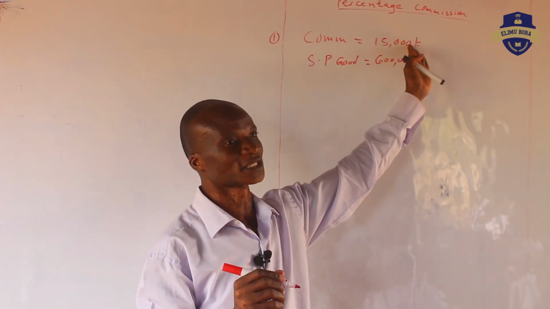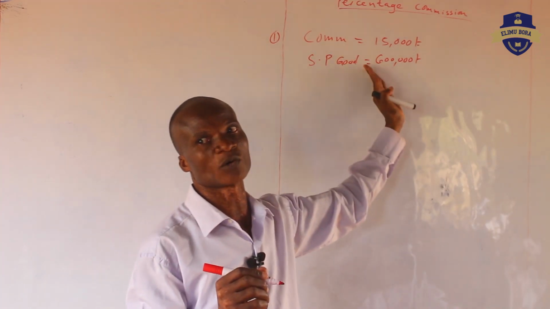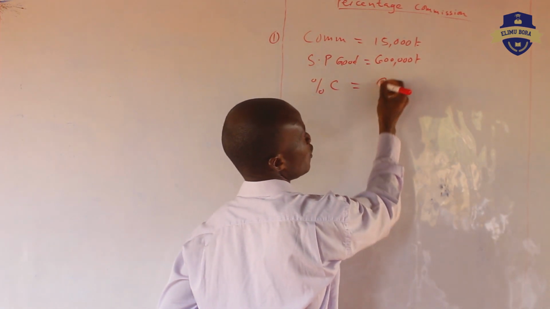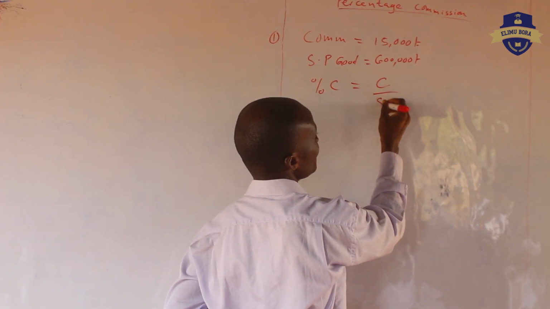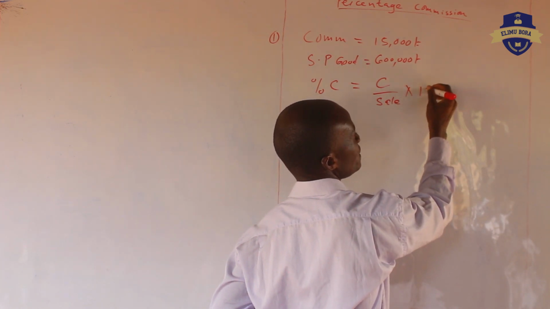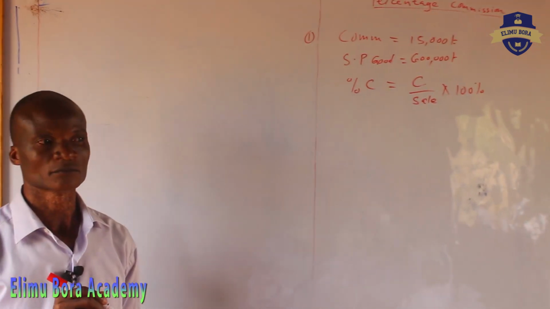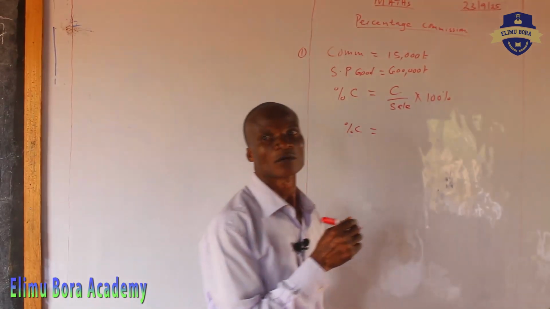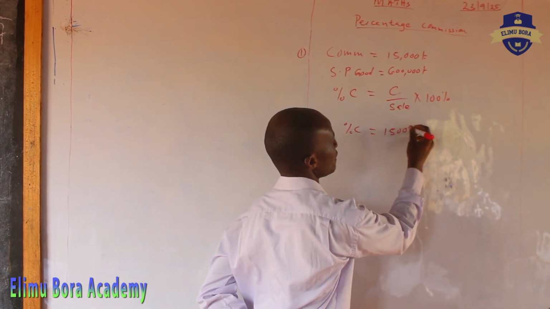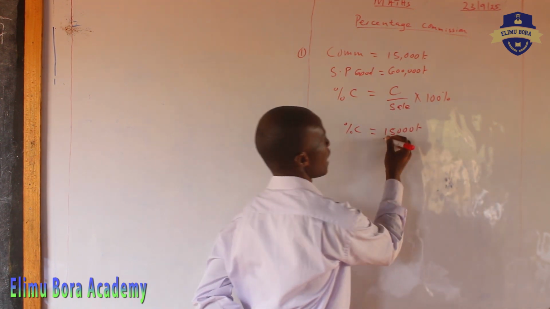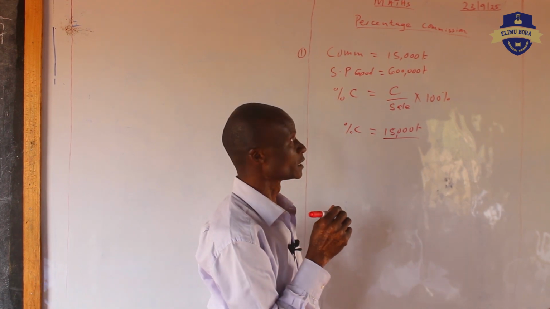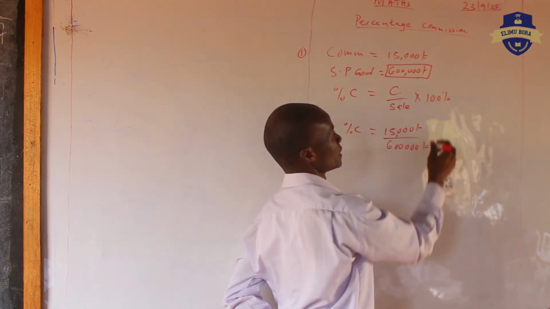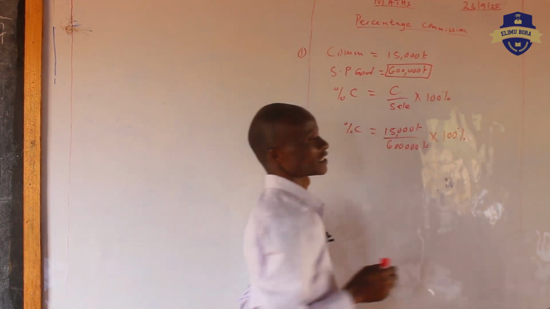This is the commission. The goods were worth 600,000. Now for us to get percentage commission, we work out commission out of sales, then times 100%. What is the commission? 15,000 shillings, out of the total amount of 600,000. Then as a percentage, we multiply by 100%.